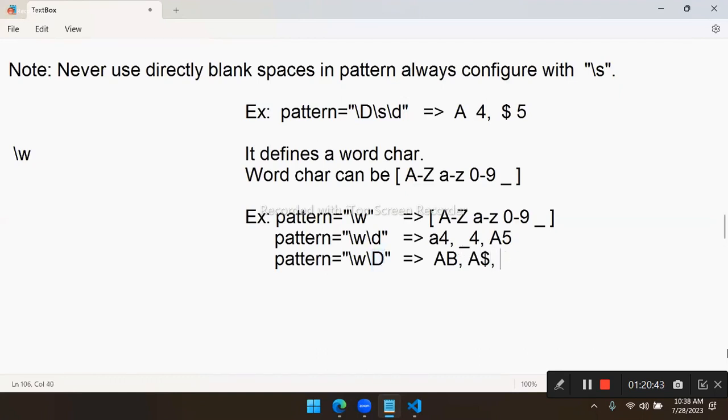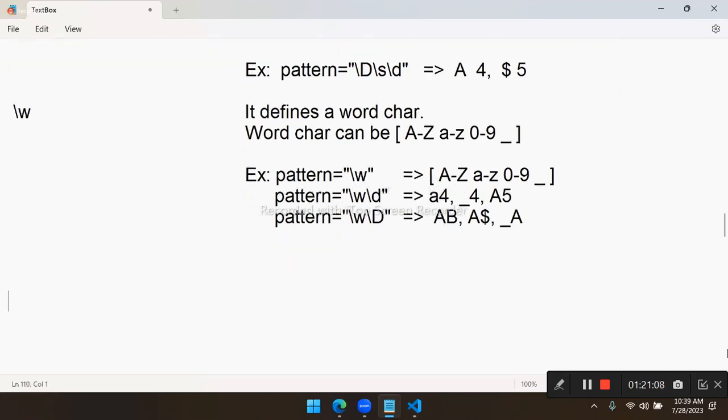Suppose I write dollar and 6, not allowed. Dollar and A, not allowed, right? Why is it not allowed? Because the first one is \w. \w will allow only one special character. What is it? Underscore is allowed. Any other special character is not allowed.